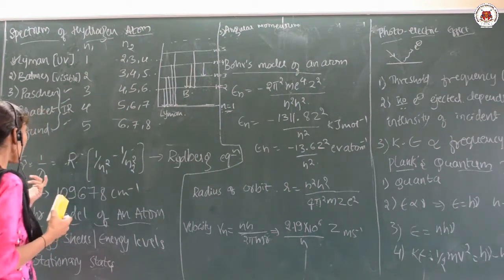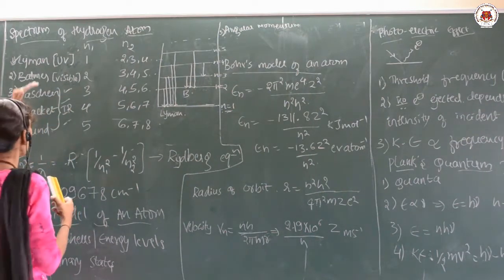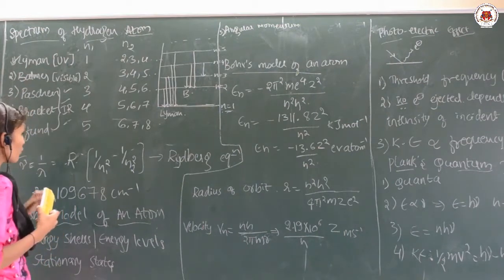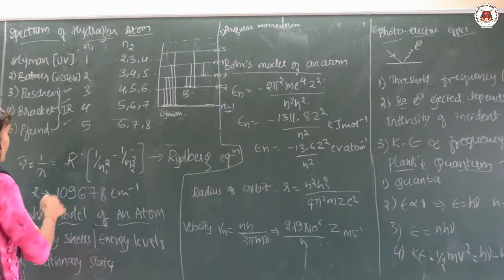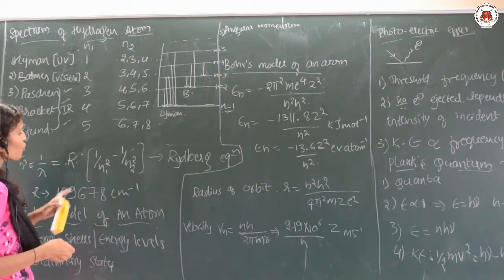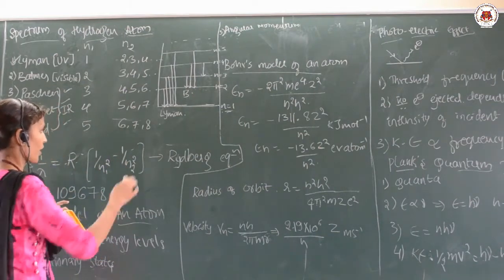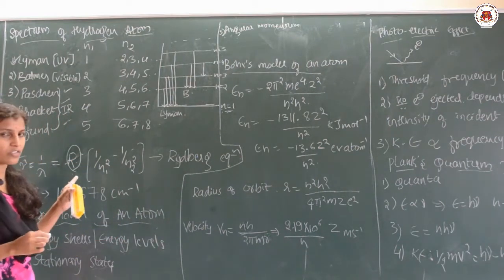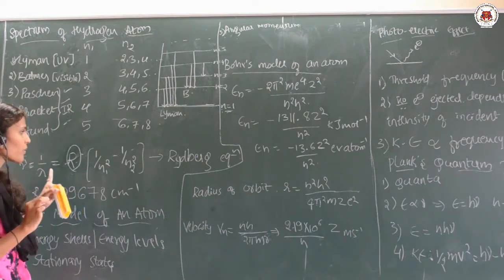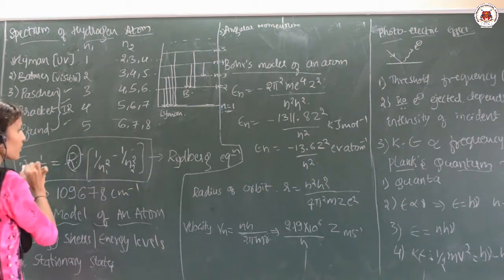In order to calculate the wave number of these lines, we have the formula: wave number nu bar equals 1 by lambda, which equals R into (1 by n1 square minus 1 by n2 square). Here R is called the Rydberg constant, and this equation is known as the Rydberg equation.